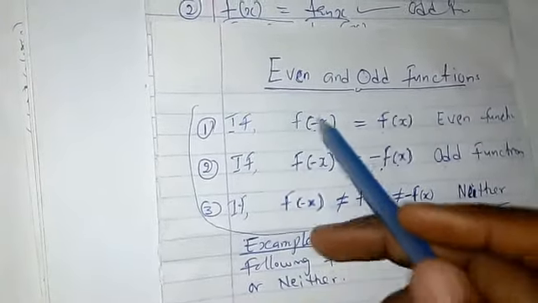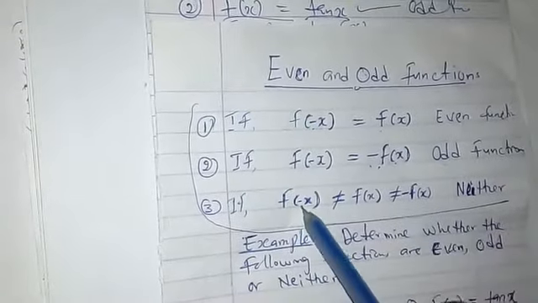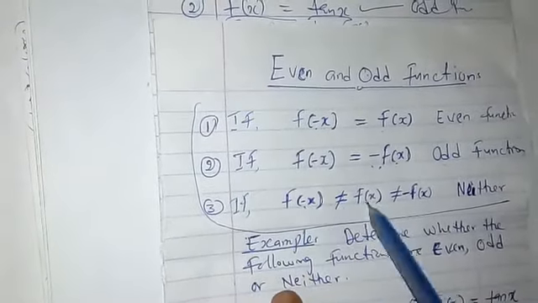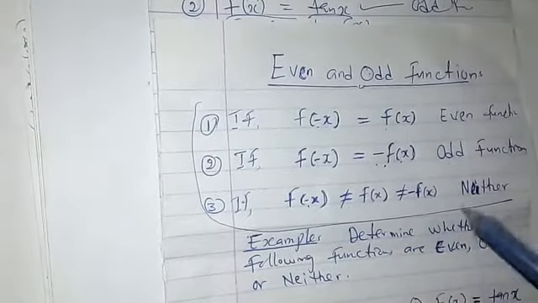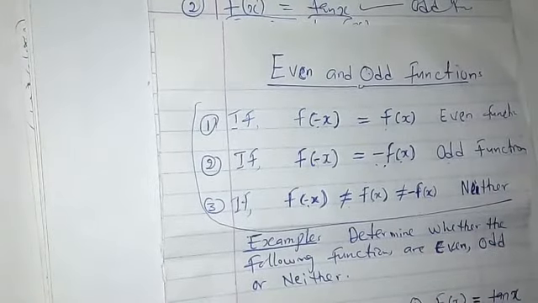But when you try these two and it does not give you either, that is, f of negative x is not equal to f of x and is not equal to negative f of x, that means you are dealing with neither even nor odd function. I will try to treat one video on the graphical form of it.